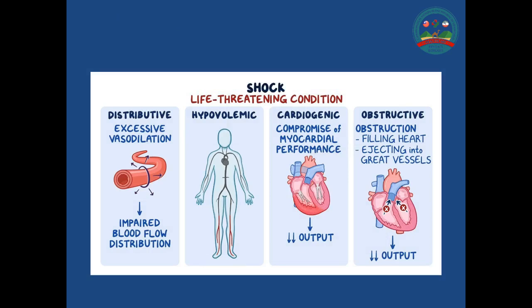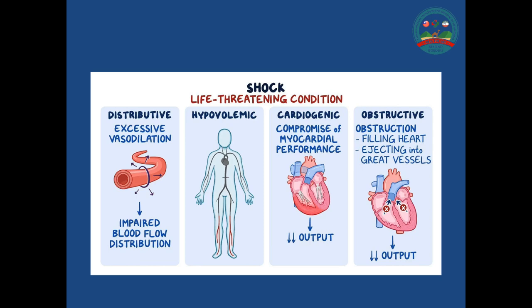This illustration summarizes the 4 main types of shock. Distributive shock happens when the blood vessels become excessively dilated, causing poor distribution of blood flow. Hypovolemic shock occurs when the body does not have enough circulating volume. Cardiogenic shock results from the heart failing to pump effectively, leading to a marked drop in output. Obstructive shock occurs when something physically blocks the heart from filling or ejecting blood, which also leads to reduced output.